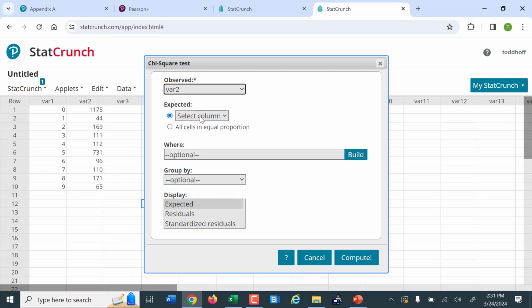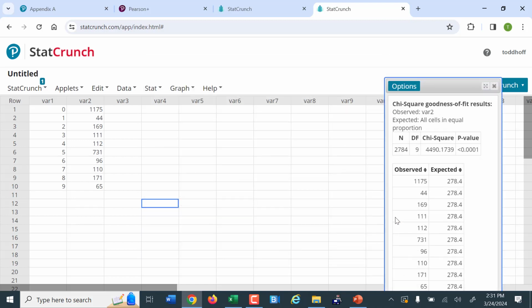Now I could put in my expected frequencies in one of these columns, but I'm expecting them all to be equal, so I'm just going to click this box. All cells should be equal, so all the categories should be equal proportions. And that's all I really need to do. So I'm going to just hit compute.